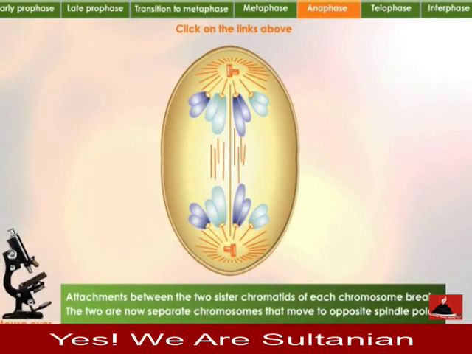Anaphase. Attachments between the two sister chromatids of each chromosome break. The two are now separate chromosomes that move to opposite spindle poles.